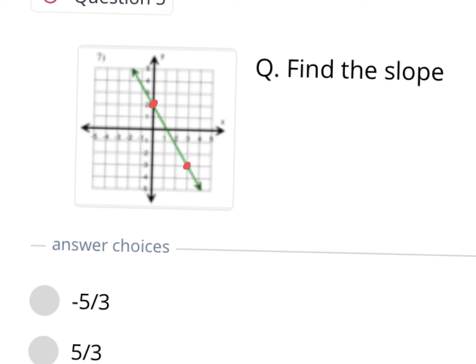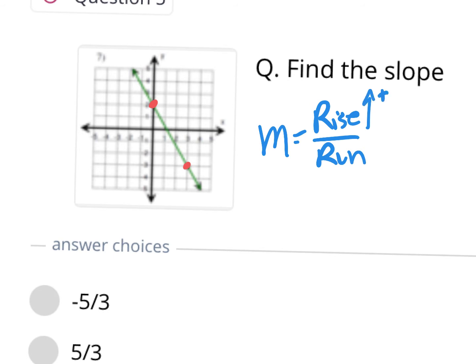What do I mean by nice points? You're not going to pick that one, it's not a nice coordinate. You have to find nice points, and obviously these 2 red dots are the nice points. So it says find the slope, and we know that slope is rise over run. And we know that rise could be positive if it's going up, or it could be negative if from left to right it's going down.